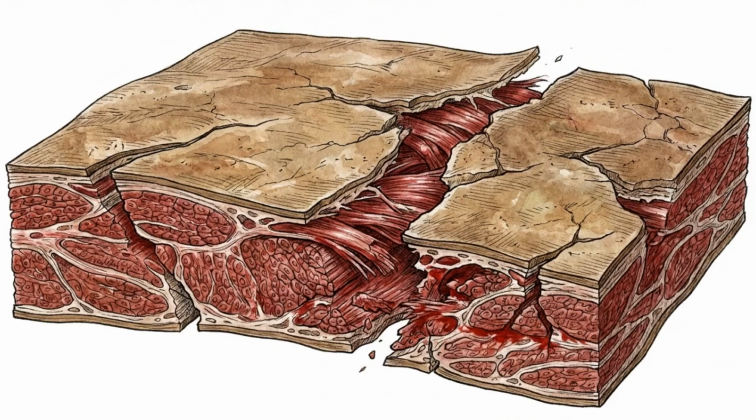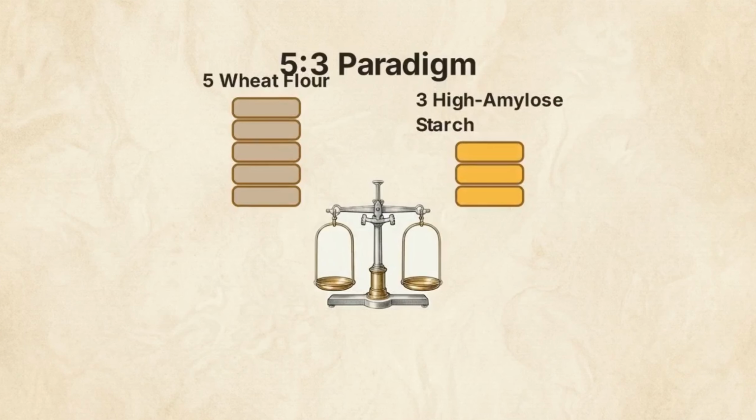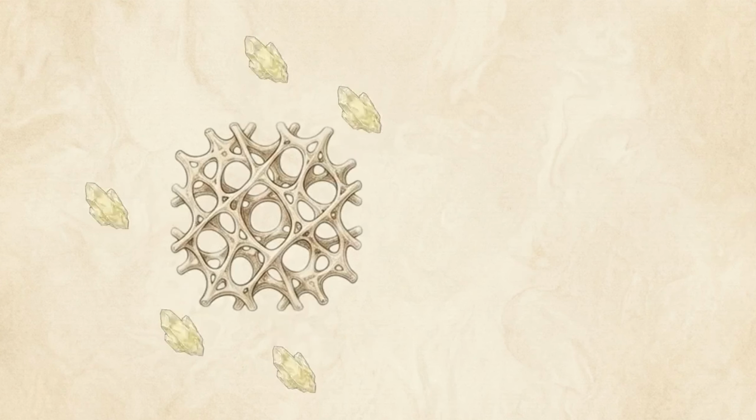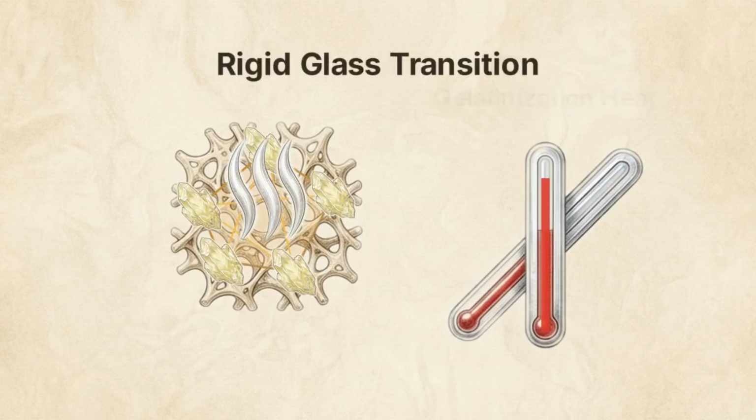Relying exclusively on standard all-purpose wheat flour can result in a leathery crust. Wheat flour contains protein that forms elastic gluten networks. To dilute these networks, practitioners use a 5:3 ratio of wheat flour to high amylose starch. These starches interrupt gluten strands and require higher temperatures to gelatinize, ensuring a more rigid glass transition during dehydration.